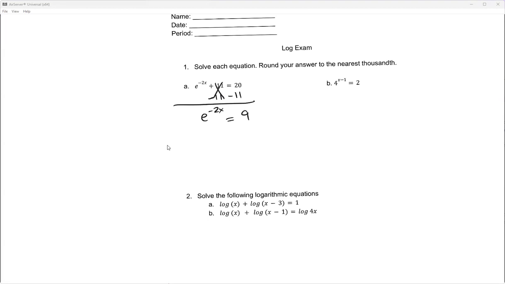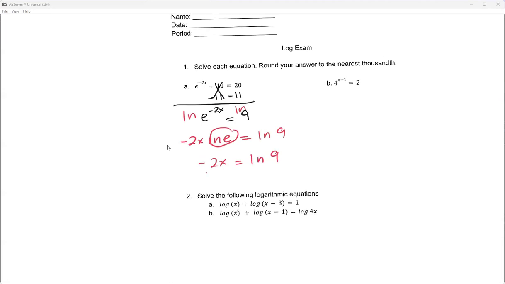All right, we can't get the same base here. So whenever you cannot get the same base, you should use a log, or in this case, the ln. The ln is because you have an e right there. And so this becomes negative 2x ln e is equal to the ln of 9. I'm doing every step. The ln of e is 1. So this just becomes 1 times negative 2x, which is negative 2x, is equal to the ln of 9.